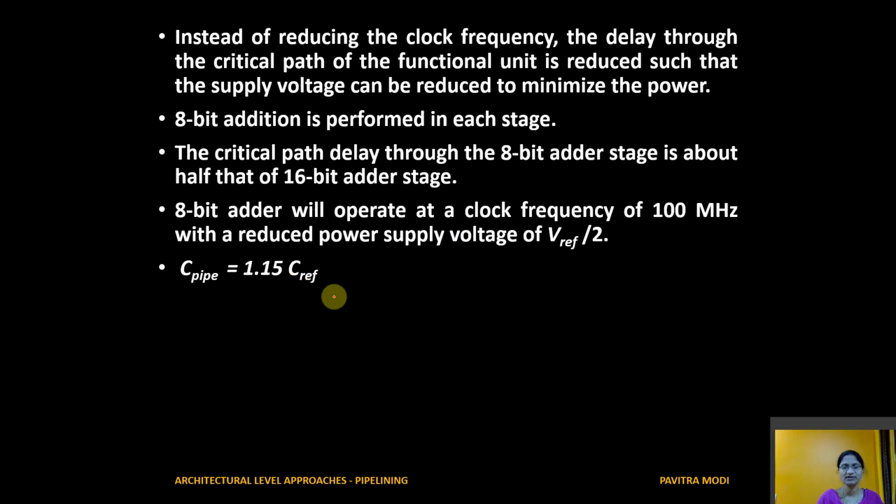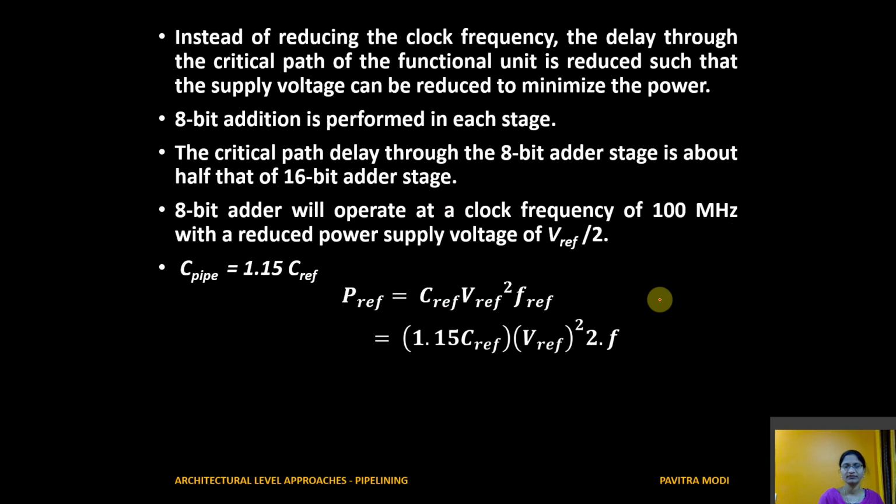Because the area has been increased by 1.15 times. Now, let me calculate the power dissipation without VDD scaling. Therefore, the general formula for power dissipation is CV square F. Here, without VDD scaling, as the 16-bit adder has been split, though you haven't reduced the voltage, the area has been increased, because of which the capacitance is 1.15 C reference.